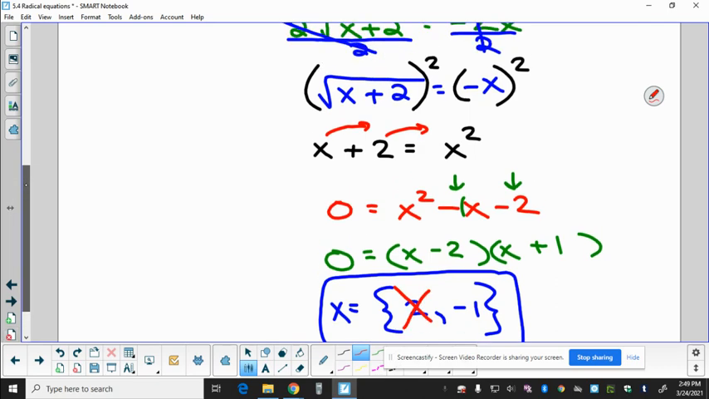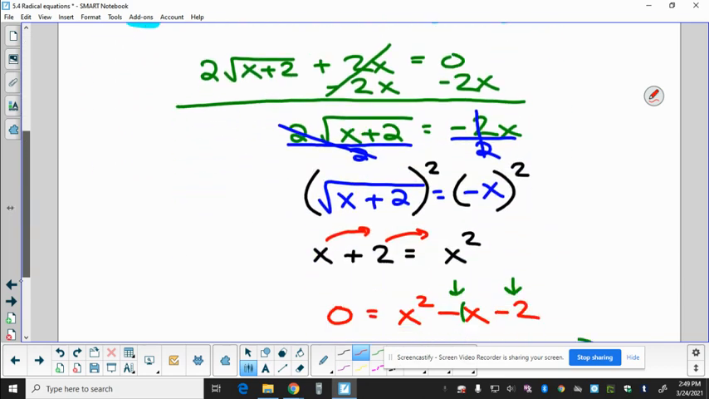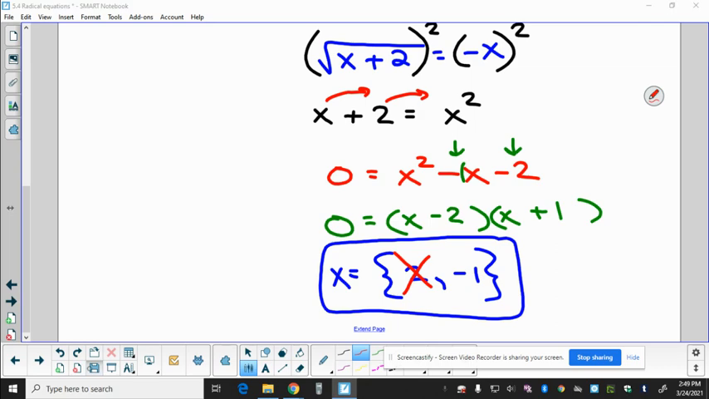Let's try -1. -1 and -1. So that'd be 1 is 2. And 3 plus 4 is 2. Yes, that does work. There's your answer.